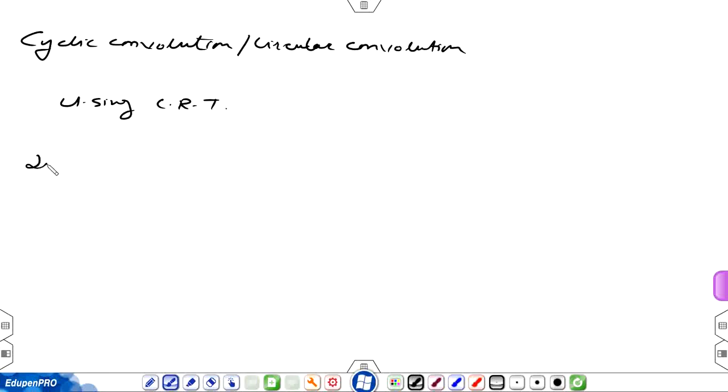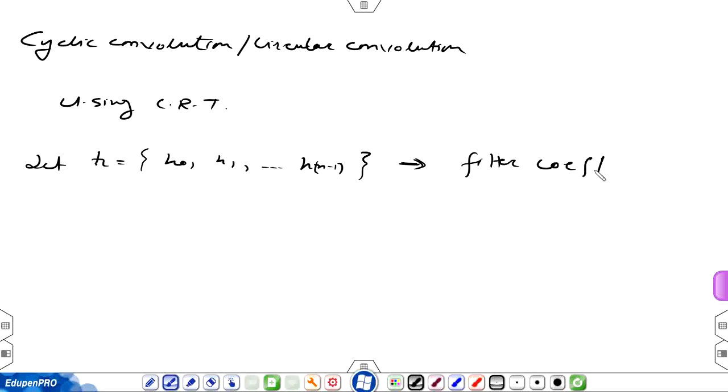Okay, so let a sequence be given. Sequence H is defined by elements H0, H1 up to Hn minus 1. So this is the n-point sequence, and let these be representing filter coefficients. And the data sequence X is also an n-point sequence. It is given by x0, x1 to xn minus 1. These are the data sequence.